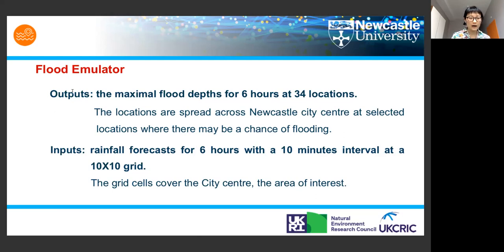The forecast of outputs requires inputs. And here, the inputs comprise the rainfall forecast for 6 hours with a 10-meter interval at a 10 by 10 grid. And these grid cells cover the Newcastle city center.